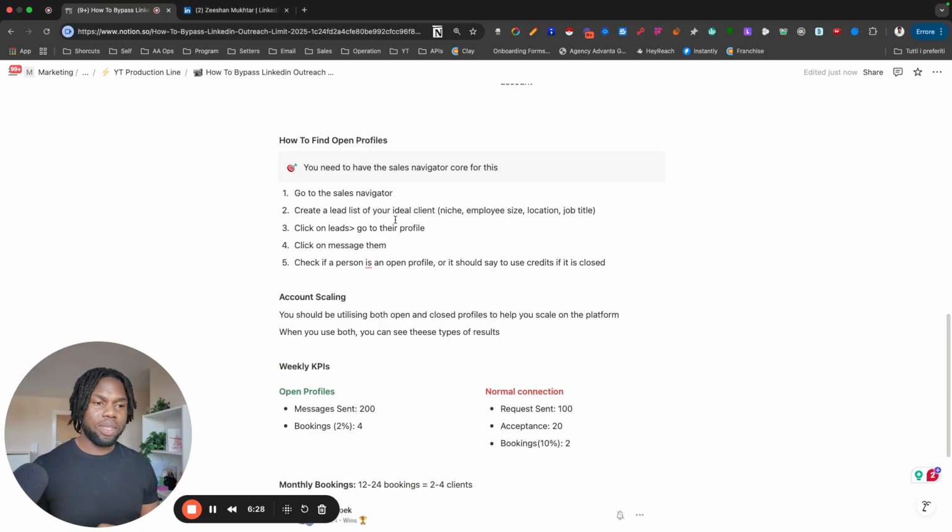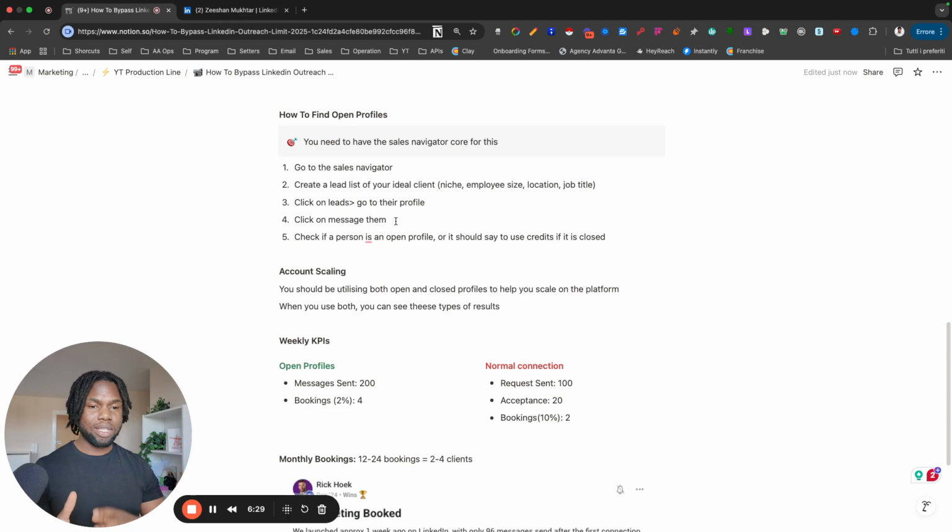So in terms of scaling, you should be utilizing both closed profile and open profile to help you scale on both platforms. And these are the types of results that you're going to see with both of the methods, right? So for open profiles, you're going to send 200 per week. And with a 2% median book rate minimum, you're going to be booking 4 appointments per week, right? Now, with a normal connection, because we do utilize voice notes, we utilize a bit more of that personal touch, we tend to have a higher median book rate. So this could be anywhere between 5 to 10%.